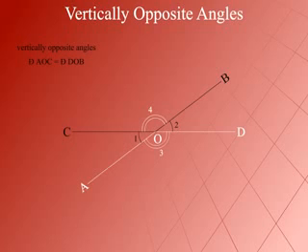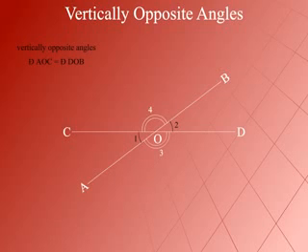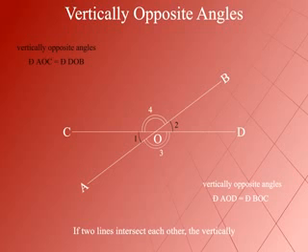Angle AOD and angle BOC is another pair of vertically opposite angles which are equal. Angle AOD is equal to angle BOC. If two lines intersect each other, the vertically opposite angles so formed are equal.